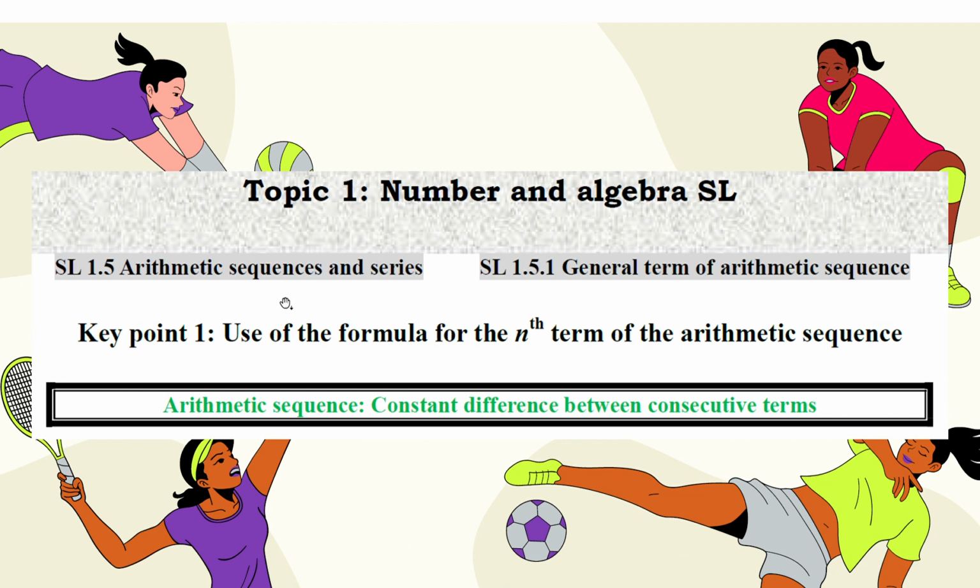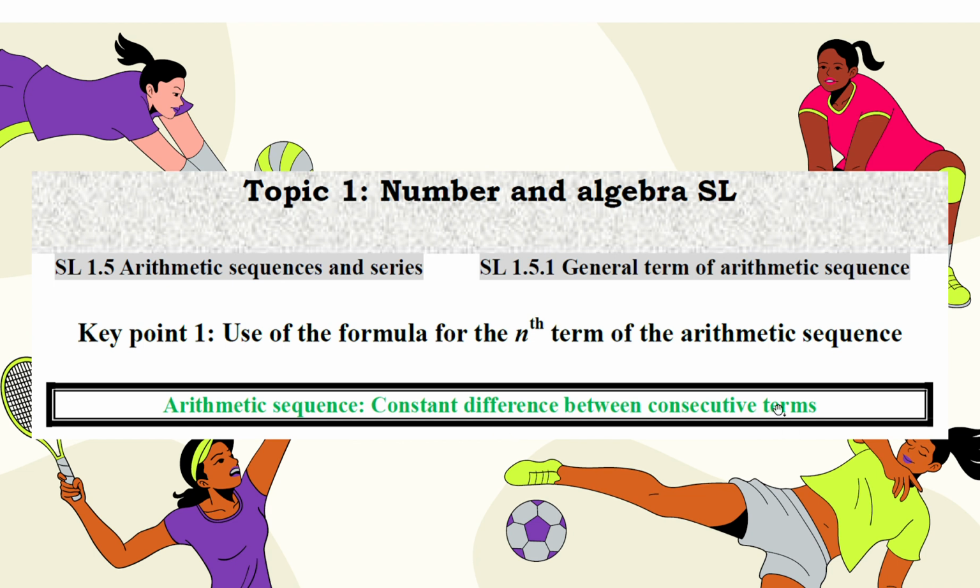So first of all, think about what is a sequence. A sequence is a list of numbers, and they have some pattern, and today's pattern is the arithmetic pattern. We have to use a formula for the nth term of the arithmetic sequence. You have to find the nth term formula, and then you find the whole sequence. So arithmetic sequence, very simple: constant differences between consecutive terms.